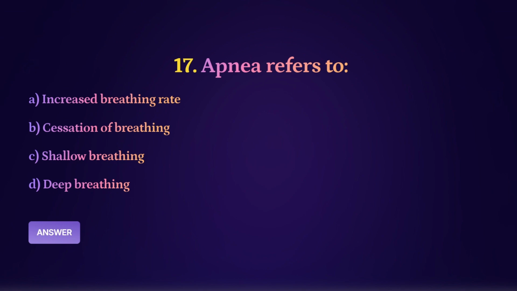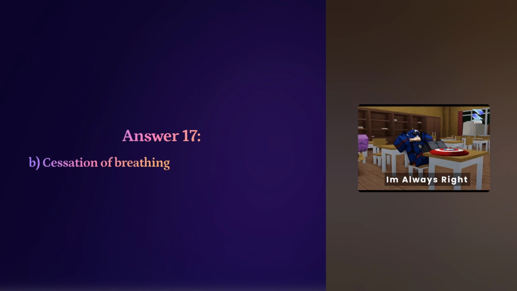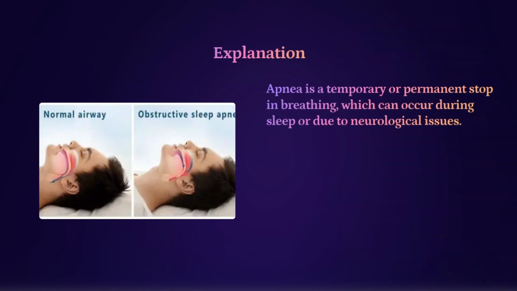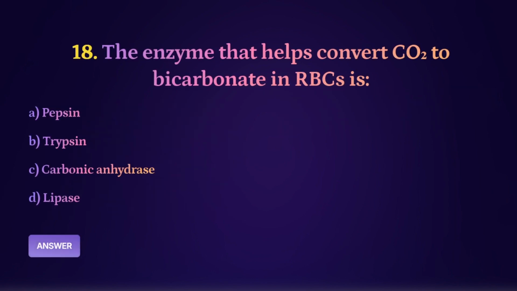Question number 17. Apnea refers to options A. Increased breathing rate, B. Cessation of breathing, C. Shallow breathing, or D. Deep breathing. Correct answer is option B. Cessation of breathing. Apnea is a temporary or permanent stop in breathing which can occur due to sleep or due to neurological issues.